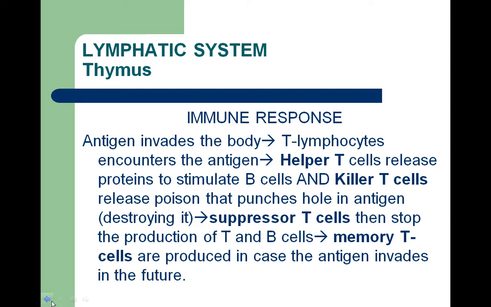So the time that we actually do engage the real substance, for instance, if we're getting a vaccination against hepatitis B, if we ever do engage the hepatitis B virus, those memory T cells are already there and they start immediate production of the hepatitis B antibodies.